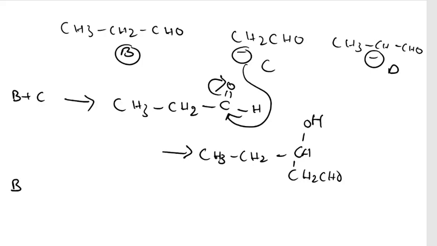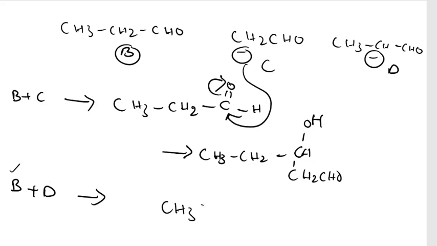And similarly, when B and D react, see here this is the propanaldehyde, and this is the carbanion that is obtained from another propanaldehyde molecule, and let us see what type of product you will get here.